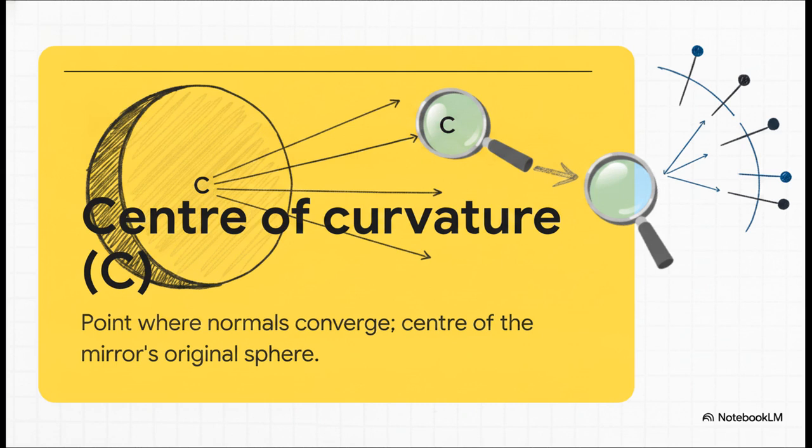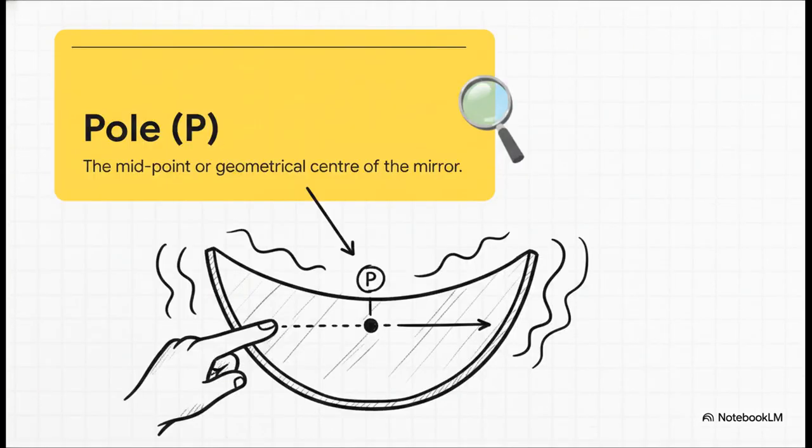Another really helpful way to think about it is that every curved mirror is basically just a slice cut out of a giant hollow sphere. The center of curvature is literally just the dead center of that imaginary original sphere. Next up, we have the pole, marked with the letter P. This one is wonderfully straightforward. The pole is simply the exact middle point, the geometrical center, of the mirror's physical surface. If you were to tap the very center of your spoon with your finger, you'd be touching its pole.